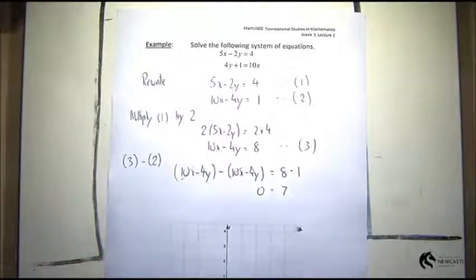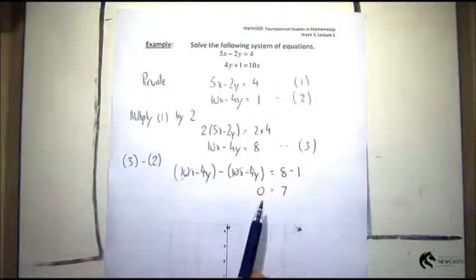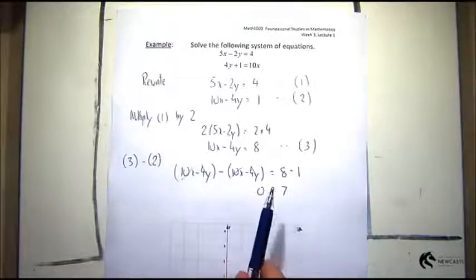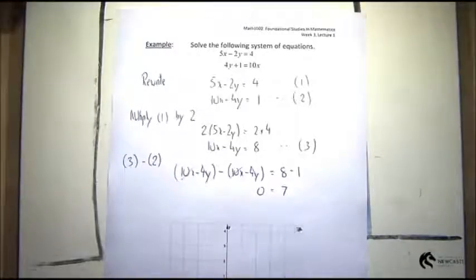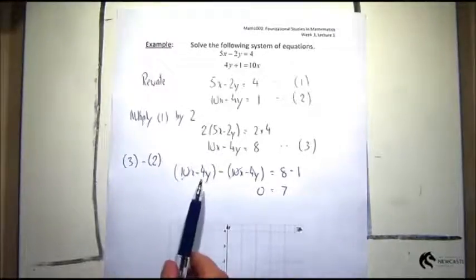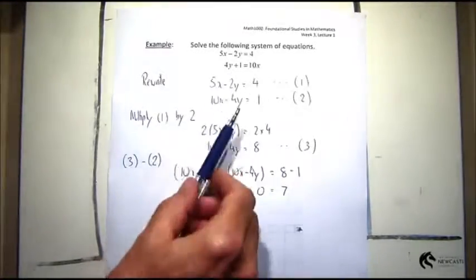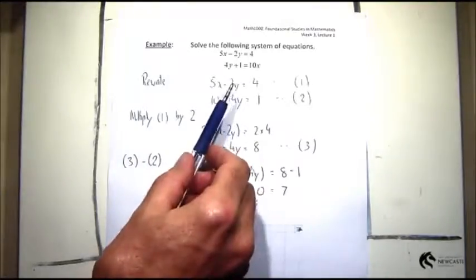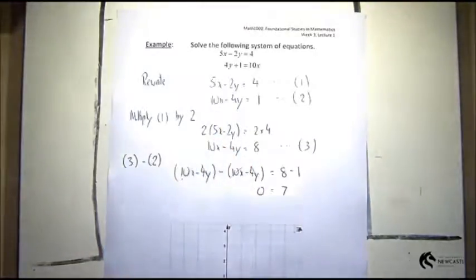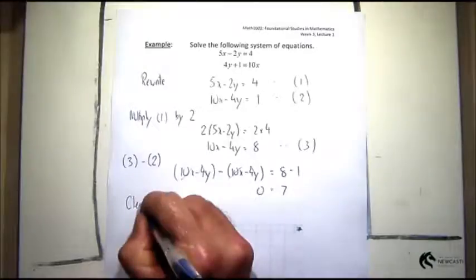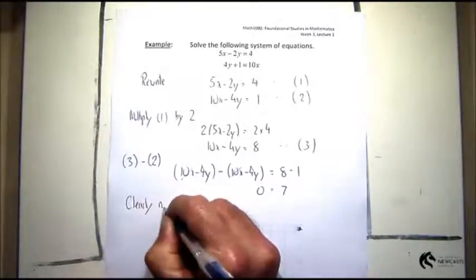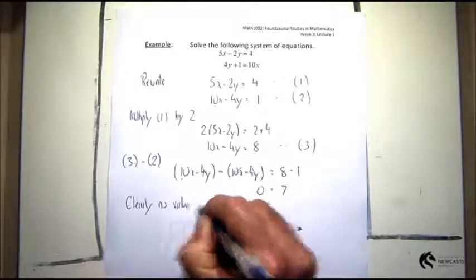And you think to yourself, 0 equal to 7, I can't do that. So the interpretation is, it doesn't matter what value of x and y you choose, you can never make 0 equal to 7. So this says this set of equations has no solution. So I'll write this in here. Clearly, no values of x and y will make this work.